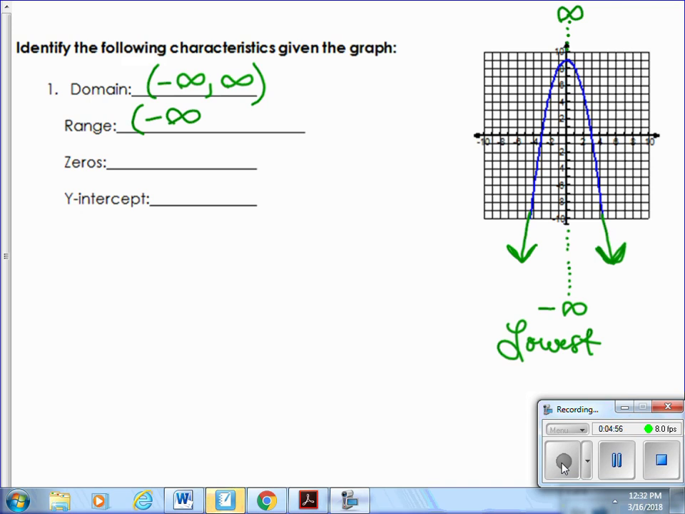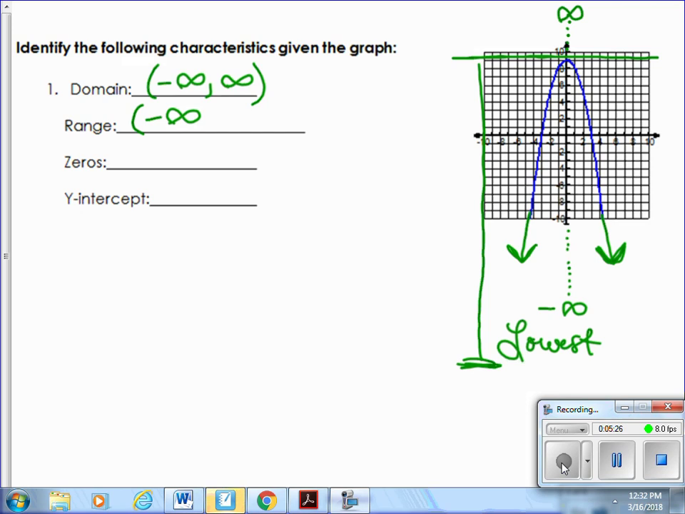And then if we trace it all the way up, starting from the bottom, and we trace our graph all the way up. It goes from negative infinity, but there is a point right here that the graph never gets higher than. It's got a maximum value. So that maximum value tells me where the range is going to stop, because your graph never passes that highest value.